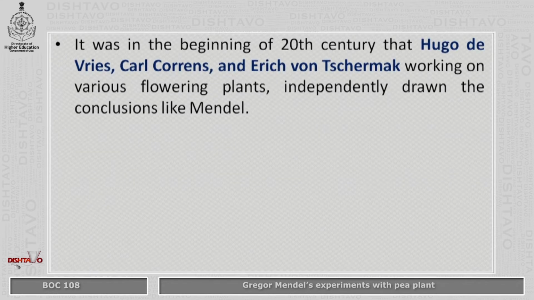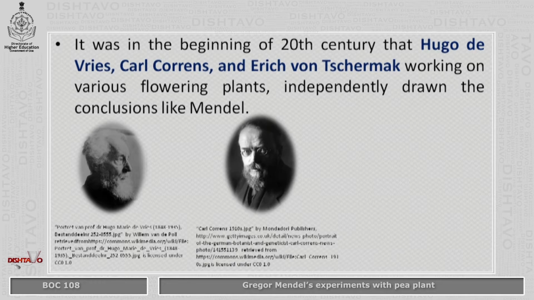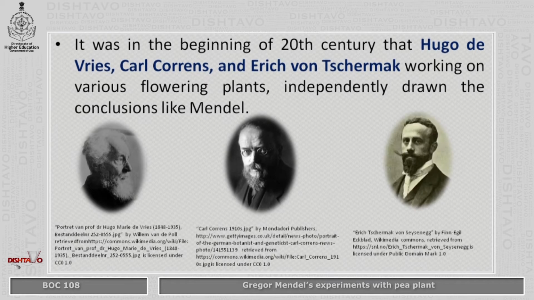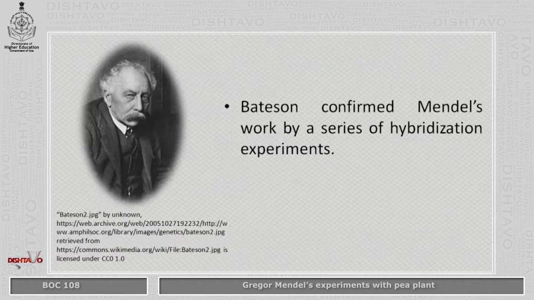It was only in the beginning of the 20th century that Hugo de Vries, Karl Correns, and Erich von Tschermak, who were working on various flowering plants independently, drew the same conclusions as Mendel. It was William Bateson who confirmed Mendel's work by a series of hybridization experiments.